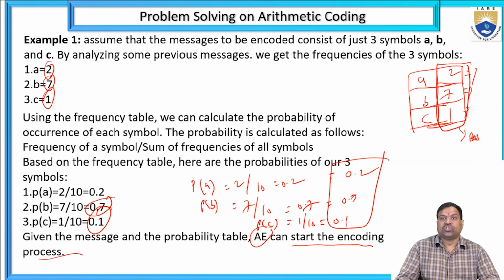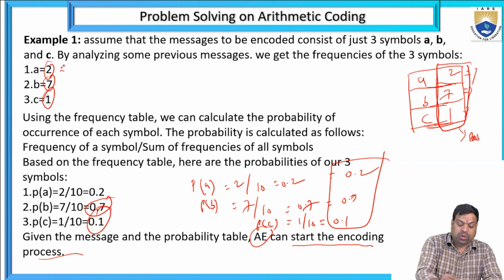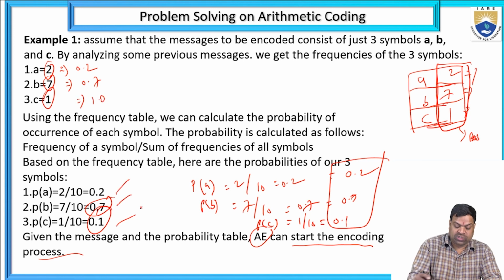So, example 1. Assume the messages to be encoded consist of 3 symbols A, B, C, and analyzing the previous messages, A equals 2, B equals 7, C equals 1. So what are the probability values? A equals 0.2, B equals 0.7, C equals 0.1.